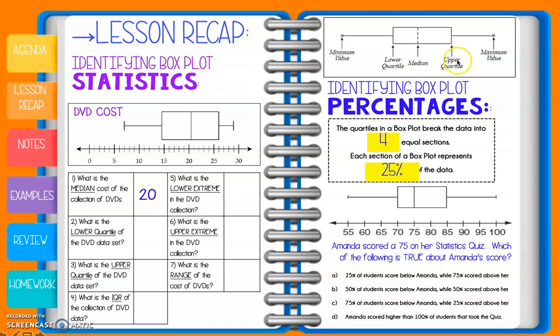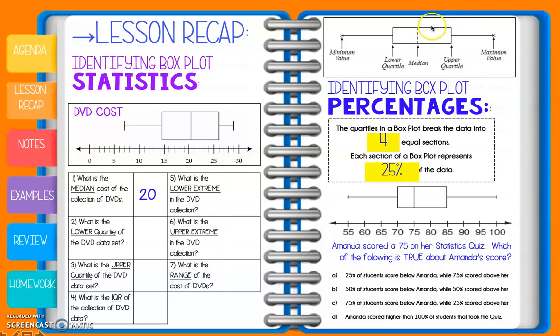A box plot is really just a box, and then it's got these, we call them whiskers, that extend out to the lower extreme and that extend out to the upper extreme. Now, each part of the box plot is really super important because it tells us something about the data set.